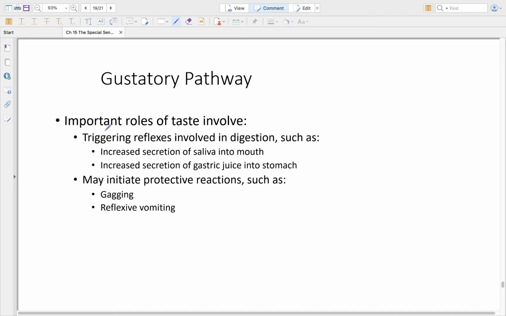Okay, what about the rest of it? What about things like gagging and vomiting? The gustatory pathway is involved in that as well, because it does trigger reflexes involved with digestion. For example, when you eat, the gustatory pathway is involved in releasing saliva into the mouth. When your food reaches your stomach and it's time to break it down, the gustatory pathway is involved in secreting gastric juices into the stomach. And it can also initiate protective reactions like gagging and reflexive vomiting.